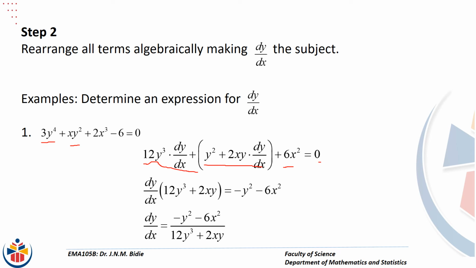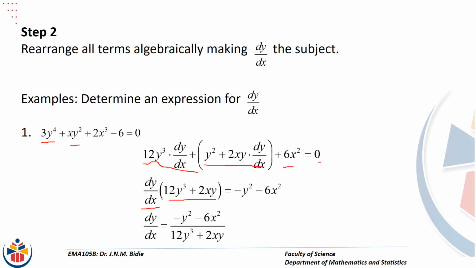Then what you do next, remove the brackets and take all the terms that do not have dy over dx to the right hand side, and then take out dy over dx on the left. Please confirm that inside the brackets there, when we've taken dy over dx out, those are the two terms you'll be left with. Then on the right hand side, you'll have negative y squared minus 6y squared minus 6x squared, and then make dy over dx the subject.